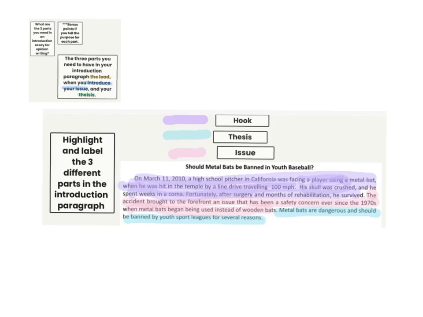On the next page, you were asked to highlight and label the 3 different parts of the introduction paragraph. Many of you highlighted the correct parts, but you did not label. So make sure that you're listening and reading the directions carefully. You can see the hook is in purple. We talked about yesterday how that is an anecdote. They really paint the picture, they show don't tell. Then the issue is in the pink, in the middle, and gives a little background information. And then the last sentence is the thesis.